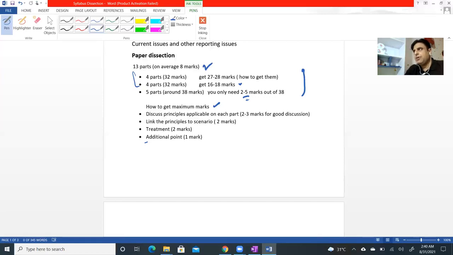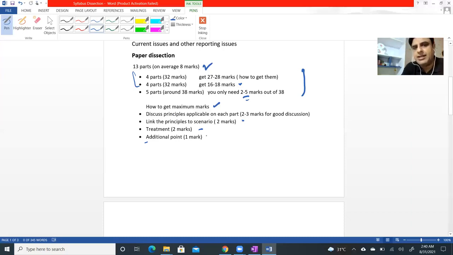Then application of the principle, linking the principle to the scenario. In this case, try to link the principle to the scenario, try to use the information given in the scenario when you are discussing it. And if you are able to apply it, you will get at least 2 marks for that. Then the third point is the treatment. Definitely, in the majority of cases, you have to discuss accounting treatment or ethical treatment or some other kind of treatment of different issues.